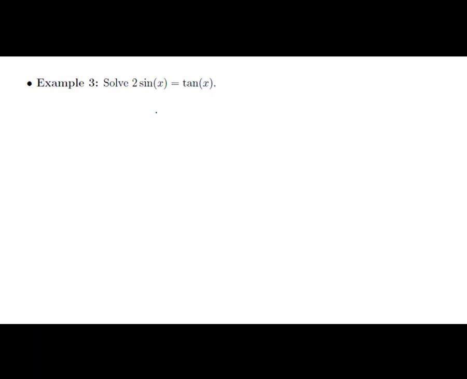So I guess maybe the next best thing would be to say, well, I know that tangent can be written so that it has a sine in it. So maybe a natural thing to try might be to say 2 times the sine of x equals the sine of x over the cosine of x. And I suppose that gives me another sine, but it also gives me a cosine. So I still have two trig functions involved here.